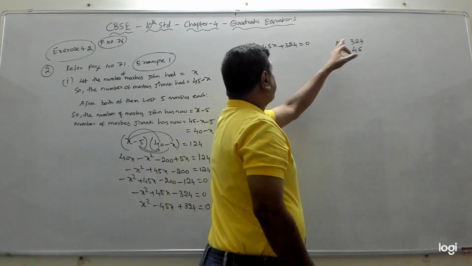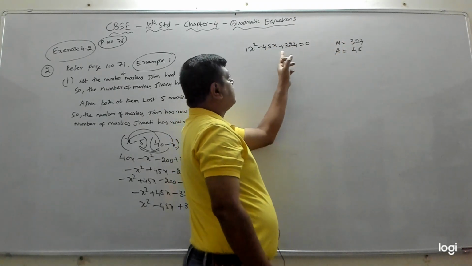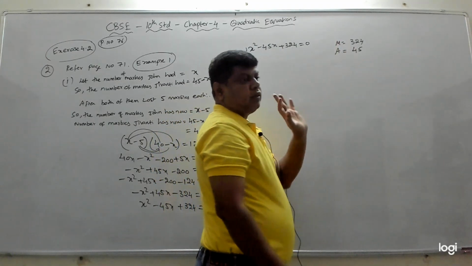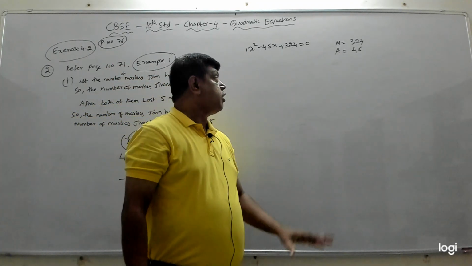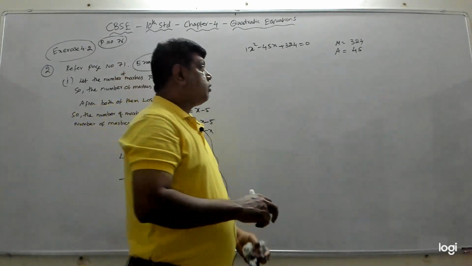How did this 324 come? This is 1 into 324. The same two numbers, if I add, because the sign is plus, I should get this number, which is 45. So I should find two numbers such that when I add the two numbers, I get 45, and the same two numbers, if I multiply, I get 324. What are the two numbers? Now we'll have to find that.